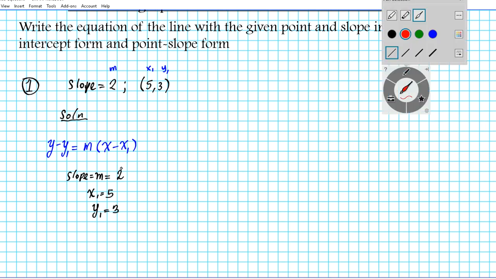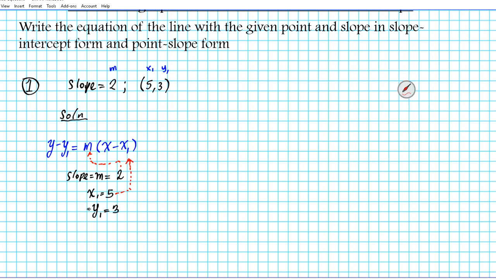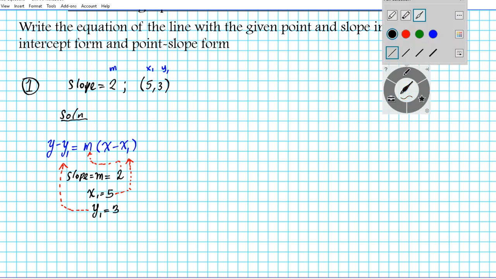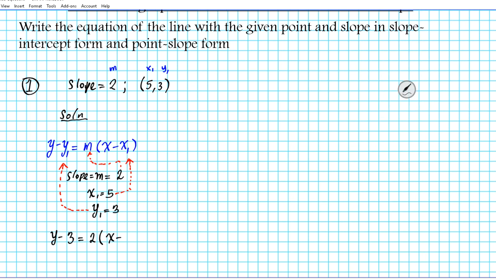Alrighty, so let's go ahead and carry out the substitution. We're just going to take 2 and plug it into m. We're going to take 5 and substitute it into x1. And then lastly, just take 3, which is y1, and substitute it right here. So if we carry out the substitution, we're going to have y minus 3 equals m, which is 2, times (x minus 5). Make sure that we have no product of signs happening here. So we do not have any product of signs.